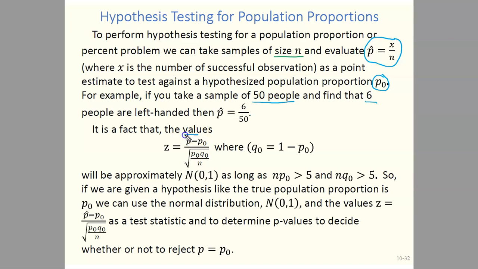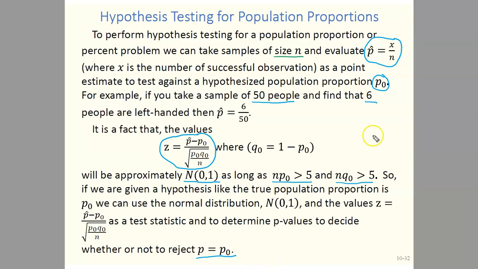Now, it's a fact that these values, p hat minus p0 divided by the square root of p0 times q0 over n, where q0 is 1 minus p0, remember that from previously, will be approximately standard normally distributed, so normally distributed with mean 0 and standard deviation 1, as long as n times p0 is bigger than 5 and n times q0 is bigger than 5. So as long as these two conditions are satisfied, these numbers will be standard normally distributed. And so what we can do then is use this value that we calculate as a test statistic, and also to determine p-values to decide whether or not to reject a null hypothesis like p equals p0.